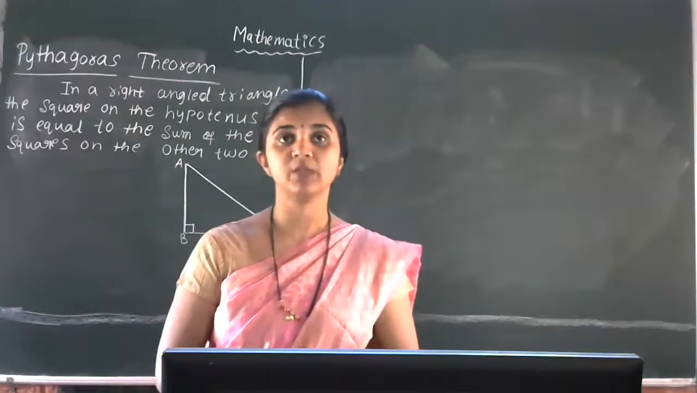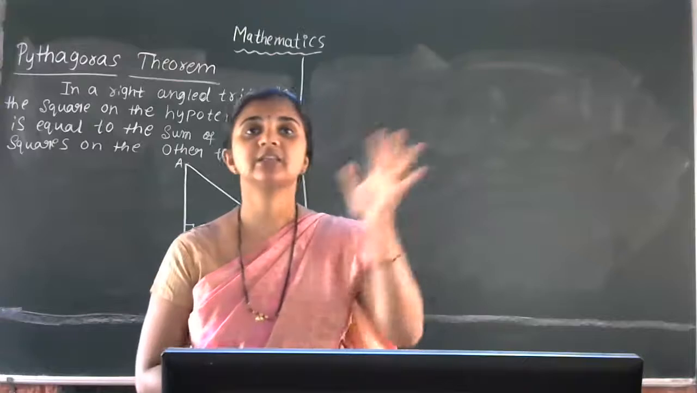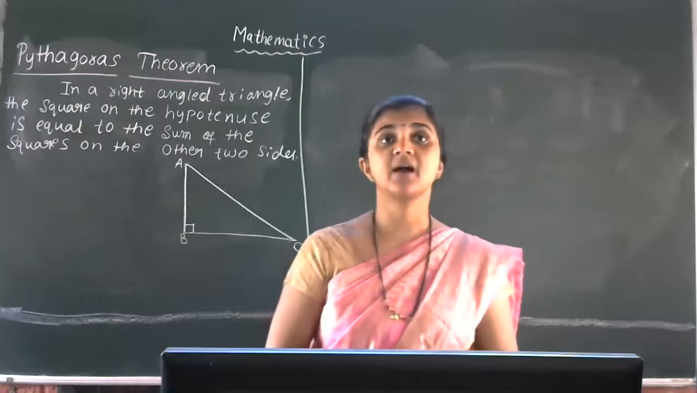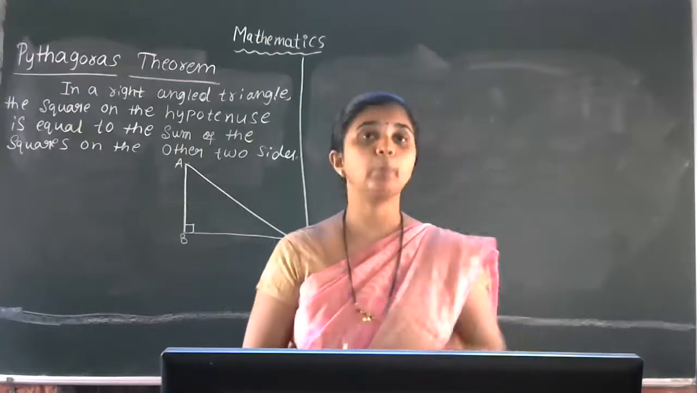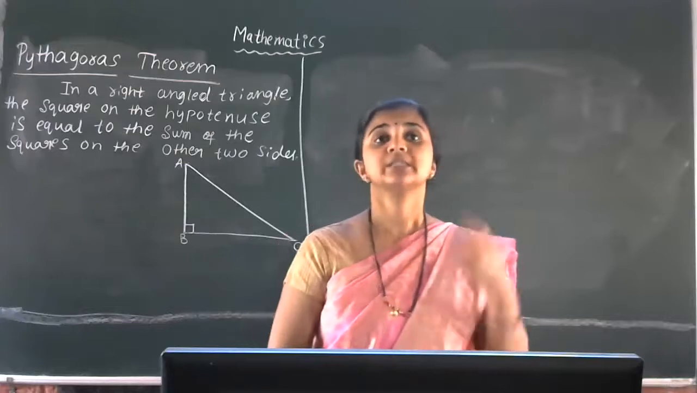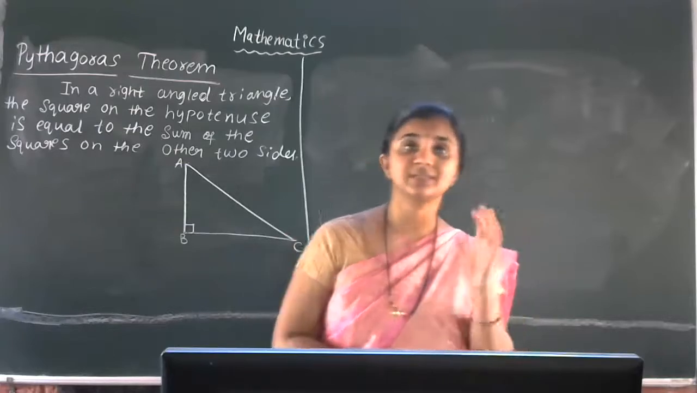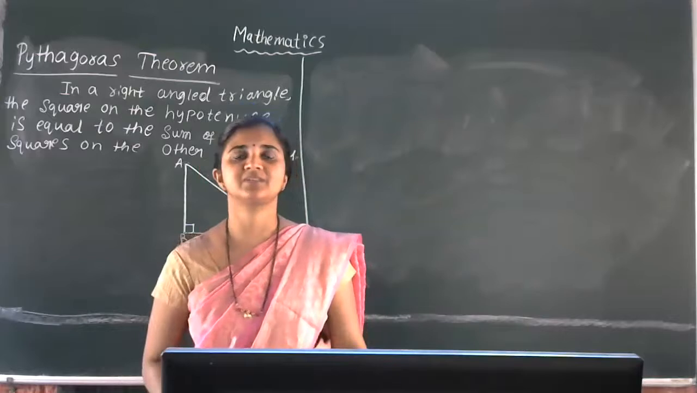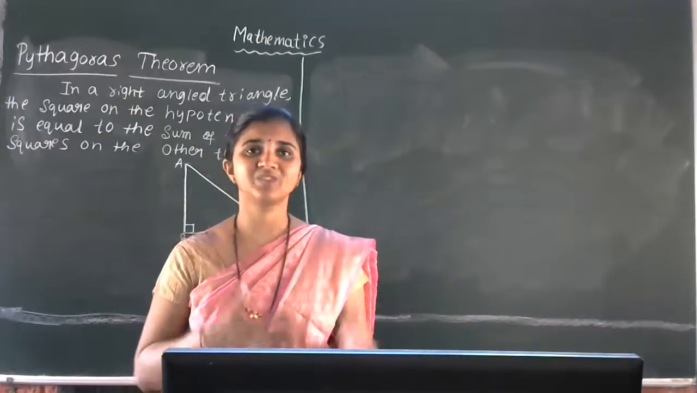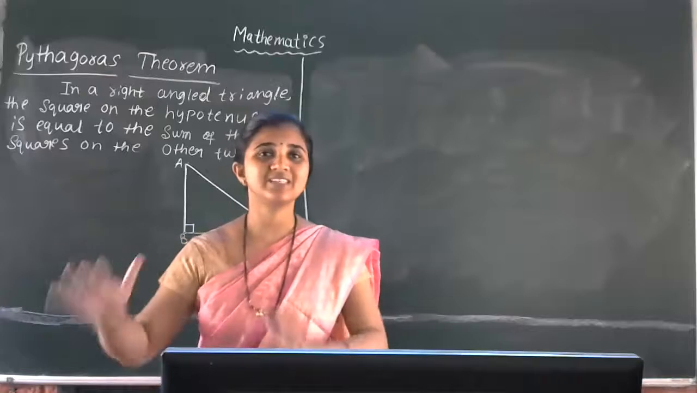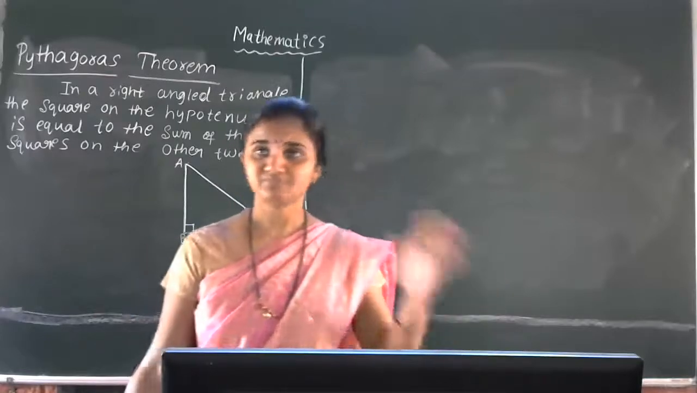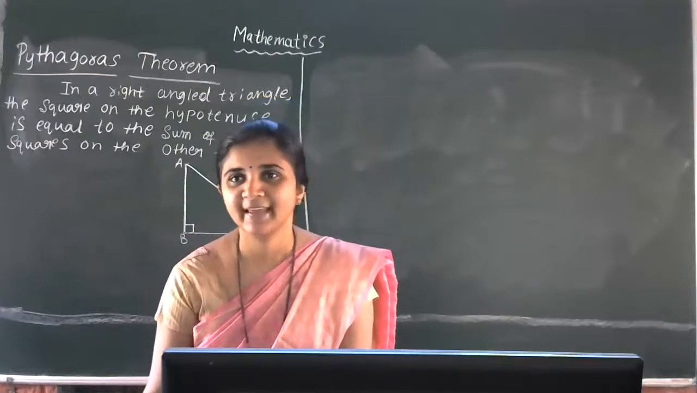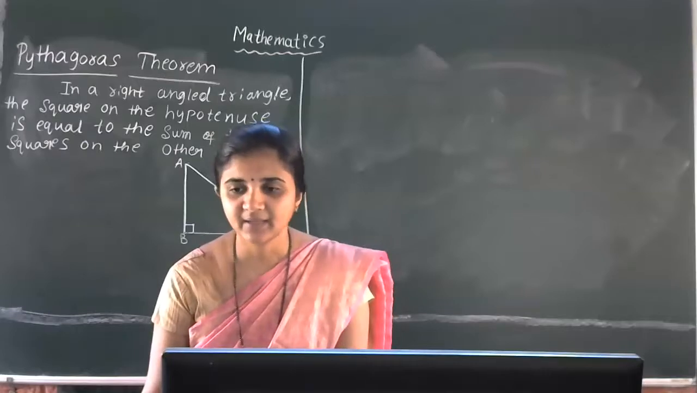So we'll discuss the theorem now. This is the statement. After the statement, the diagram is like this. ABC is a right angled triangle, right angled at B. So first step, we'll see the data. From the given statement, what we can write, data is very clear. In a triangle ABC, angle B is equal to 90 degree. This is the given data.